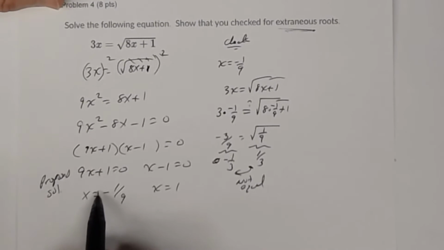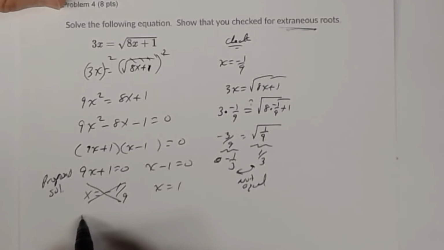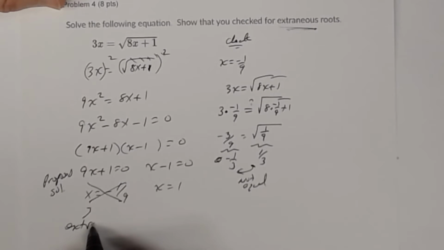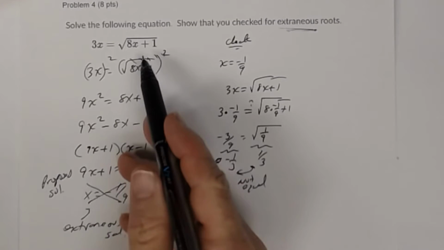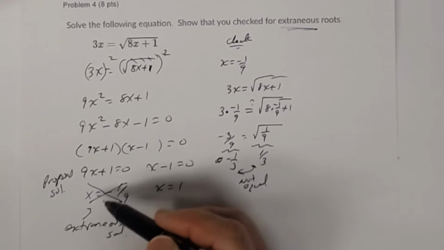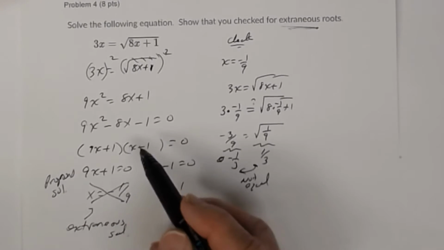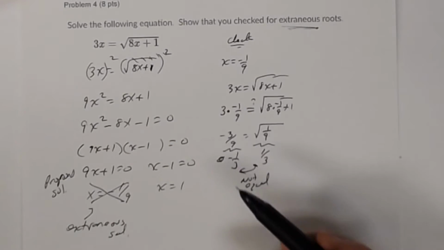So what we found is that this right here is an extraneous root. That's an extraneous solution. That's not a solution to the problem. So by raising both sides to an even power, I introduced a solution that's a solution to something in this process, but not a solution to the original.